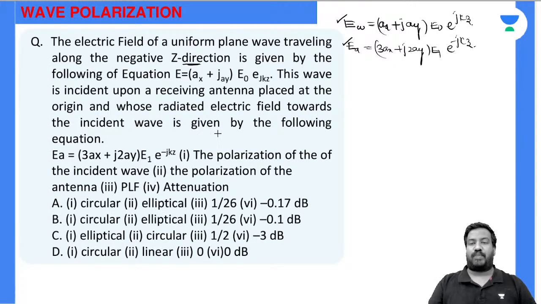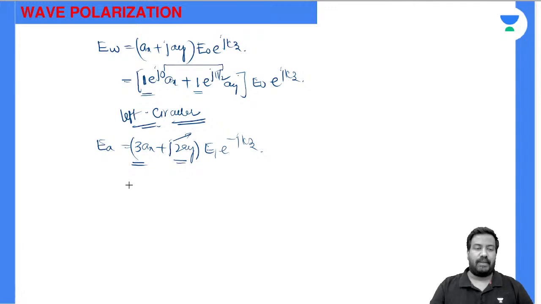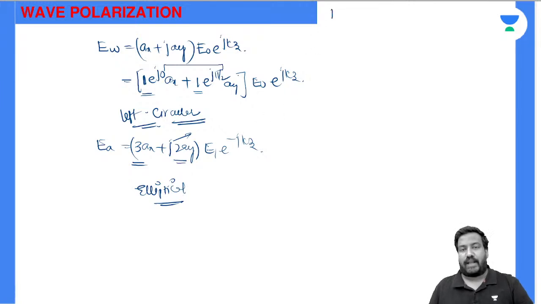Antenna: 3ax plus j2ay, E1 e power minus jkz. Unequal amplitude, j is there, out of phase by 90. Now it is elliptical polarization. Last time it was simple, circular to linear, 50%, minus 3 dB. Here the shortcut won't work. Therefore we should find the polarization loss factor.